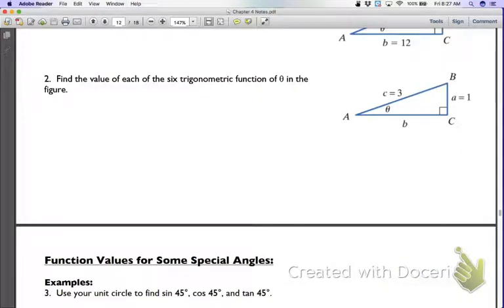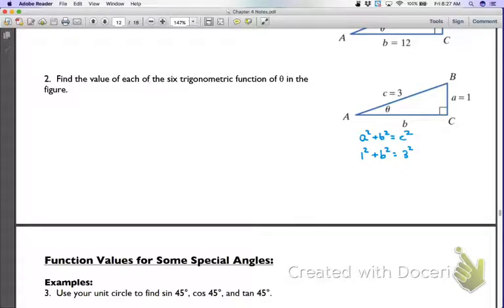So if we find the values of each of the 6 trig functions of theta, now in this case, what am I missing? I have the hypotenuse and I have the opposite side, so I'm missing the adjacent side. So if I'm missing the adjacent side, then remember, it's a squared plus b squared equals c squared. So I'm going to take 1 squared plus b squared equals 3 squared.